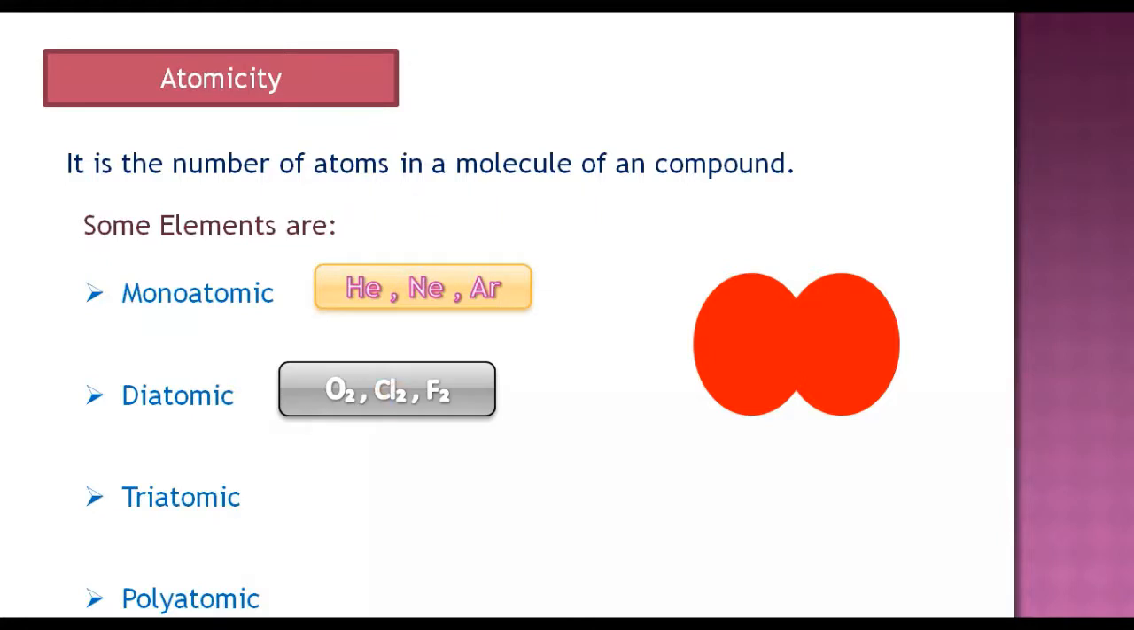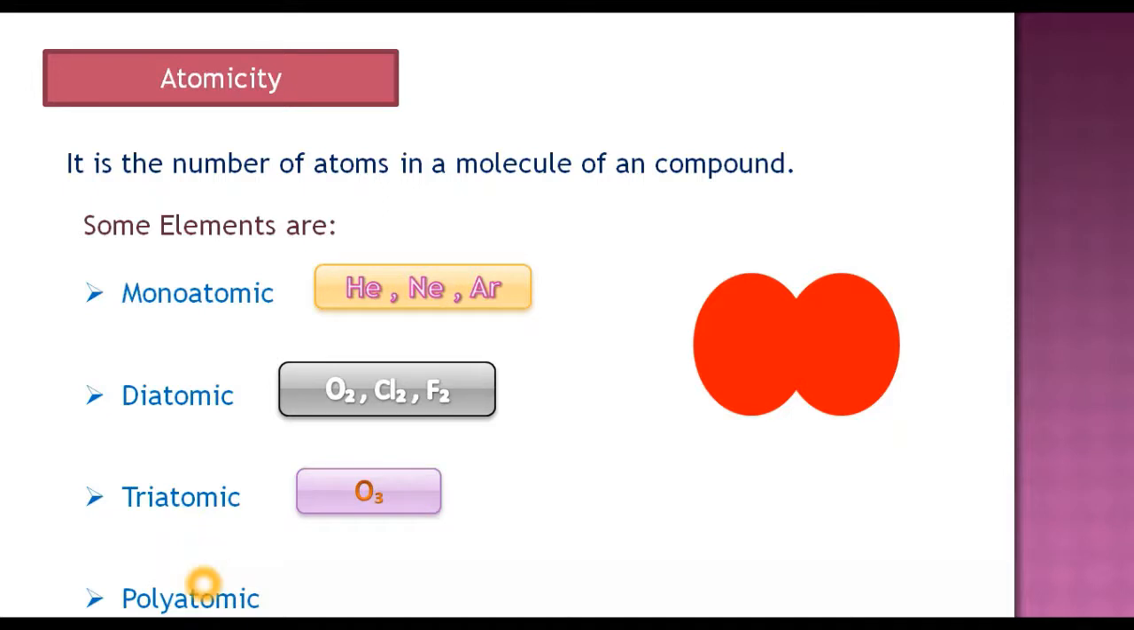Like in the case of oxygen, two atoms of oxygen combine to form an oxygen molecule. Two atoms of chlorine combine to form a chlorine molecule. Two atoms of fluorine combine to form a fluorine molecule. So in one molecule, two atoms have been combined. That is why it's known as diatomic. If you look at triatomic, the word tri means three. Definitely there are three atoms combined to form a molecule, and here we have O3. O3 is nothing but ozone, and it exists in the form of O3 molecules. So three oxygen atoms combine together to form ozone gas.